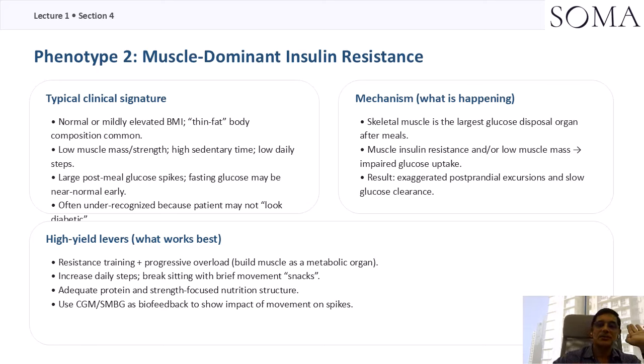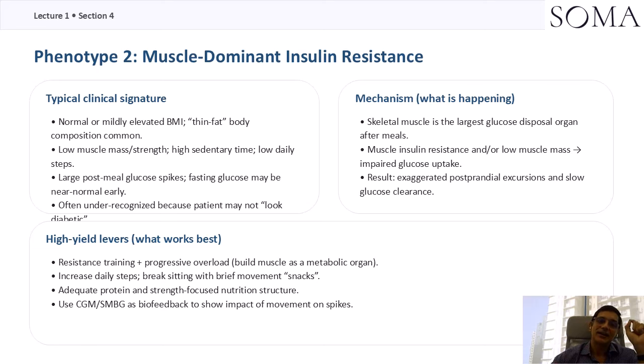Skeletal muscle is the main sink for glucose after meals. This is the main organ which is going to control postprandial hyperglycemia. So, if muscle is insulin resistant or if muscle mass is low, glucose remains in circulation longer after meals, producing spikes and prolonged hyperglycemia. And in older patients, this phenotype is extremely common. Don't forget that. And it is one of the reasons lean diabetes becomes more common with age.